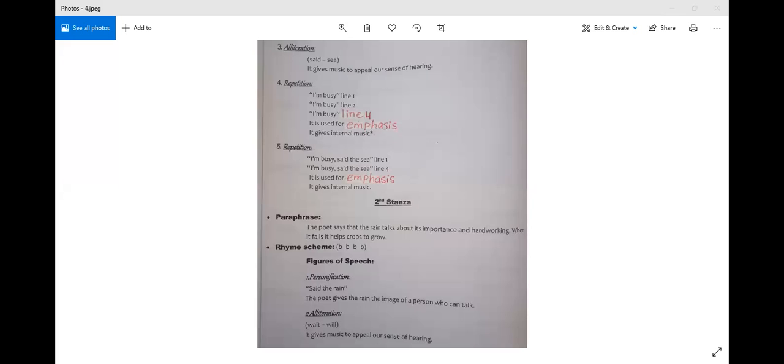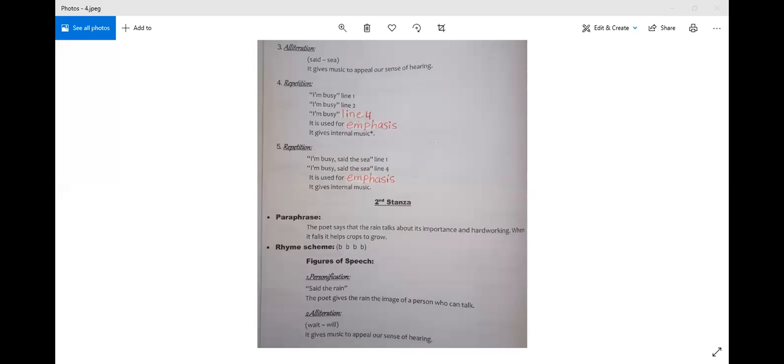Personification: something or an object that we give human qualities or characteristics. Said the rain. Perfect. I am busy, said the rain. Here we have personification. I am busy. The poet gives the rain the image of a busy person who can talk. Thank you so much.